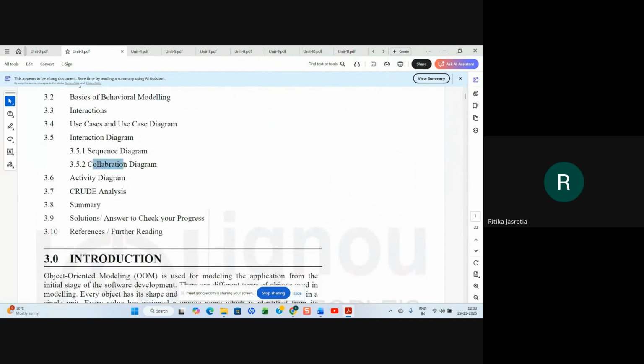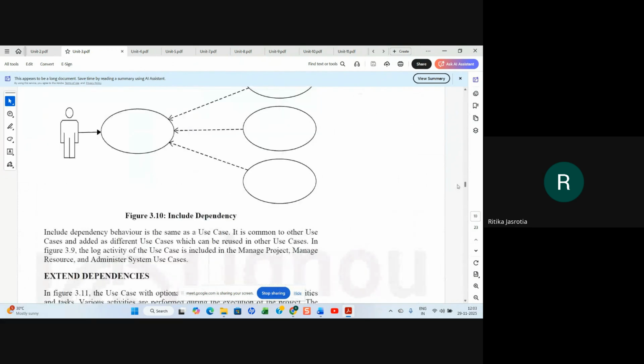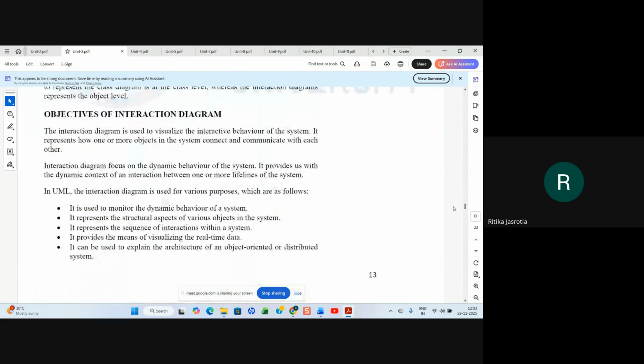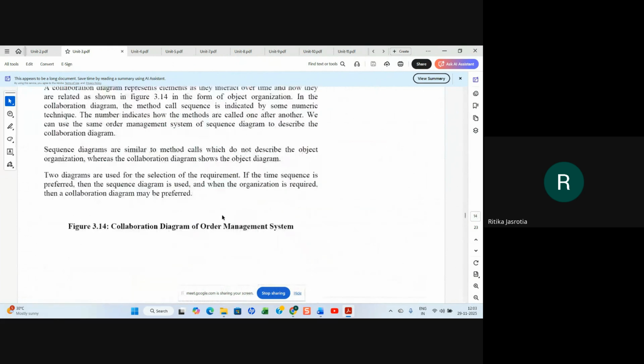It is there with the sequence diagram. In the interaction diagram, you have the collaboration diagram also. So you have the sequence diagram and the collaboration diagram here.